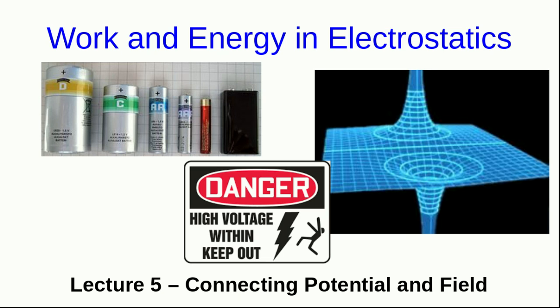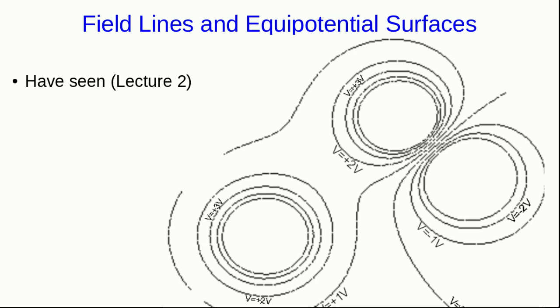In this video lecture we're going to look at how we can make a connection between electric potential and electric field, and on the way we're going to see Kirchhoff's loop law, which is one of the most important laws for circuit analysis. We're going to get more quantitative about some relationships we already saw in Lecture 2.